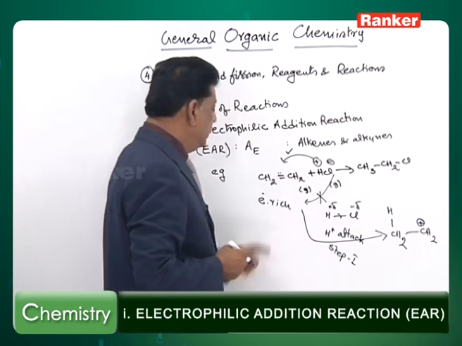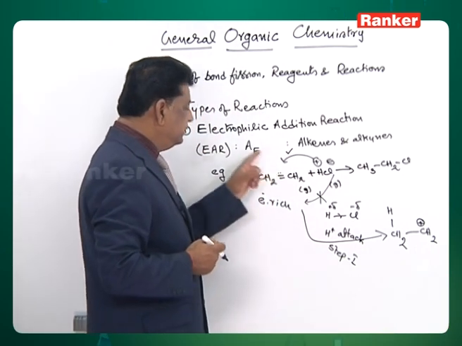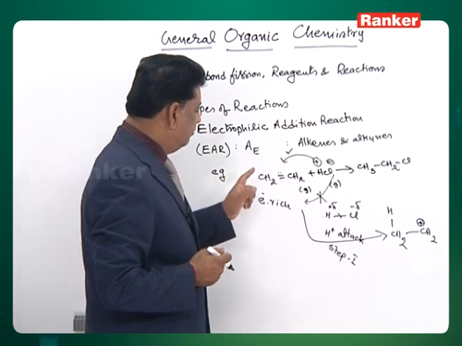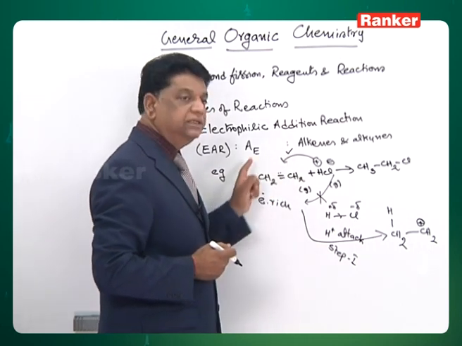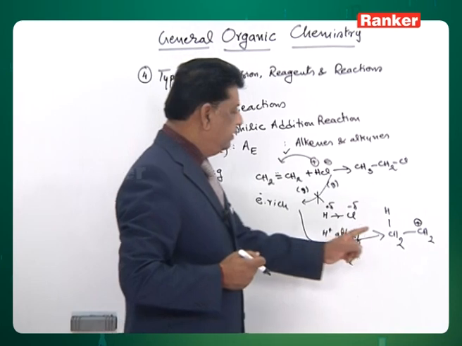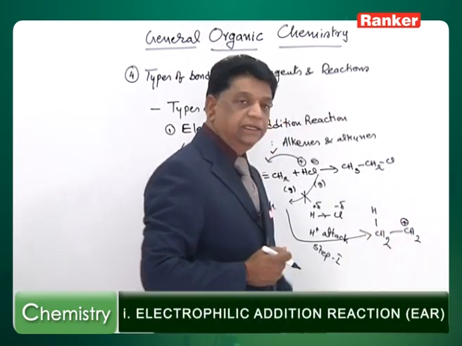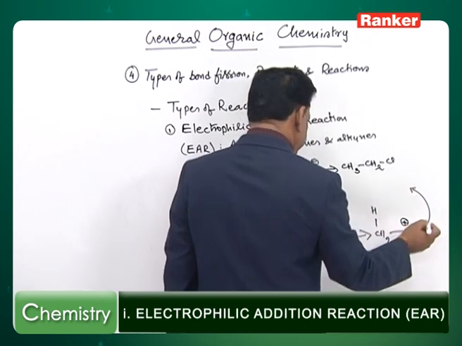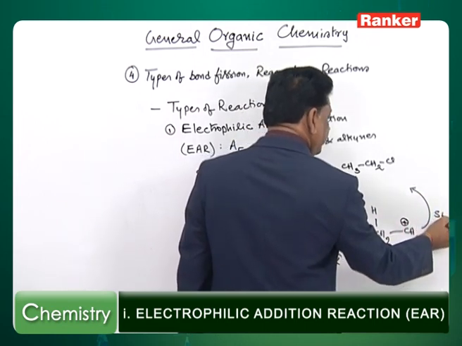Why so? It means both the electrons of the pi bond are shifted to this side, and then the H plus is allowed to attack. After the formation of the minus, the H plus is allowed. So, therefore, the CH2 has an H bond and CH2 plus is formed. Then we have a second step now.